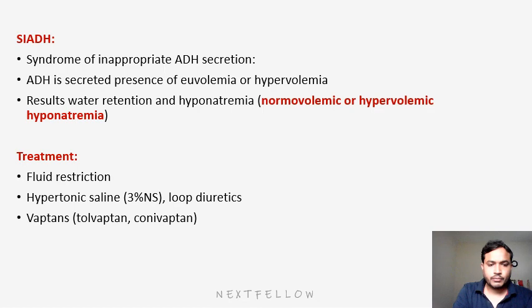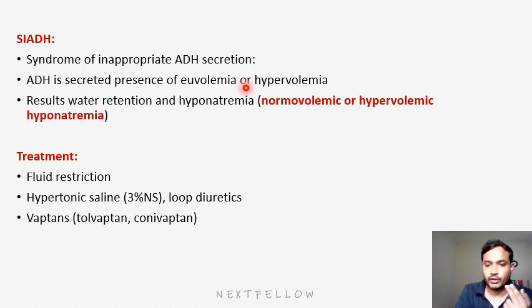The next important topic here is SIADH. SIADH means syndrome of inappropriate antidiuretic hormone. That means antidiuretic hormone is secreted in normal euvolemia, that is normal volume, or hypervolemia, where there is excess volume. In both conditions we don't need antidiuretic hormone.